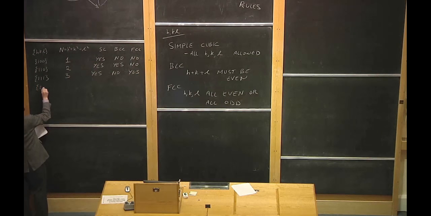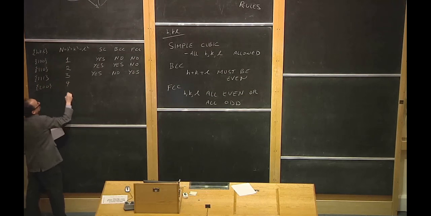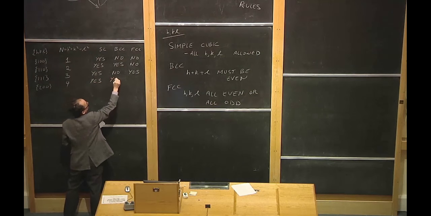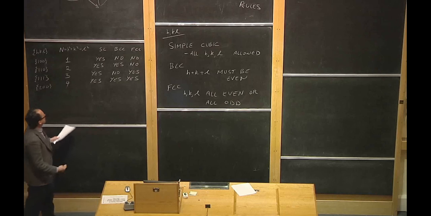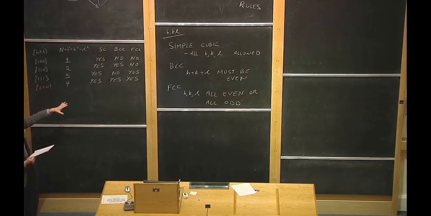Then 2, 0, 0. Keep going. So 2 squared plus 0 squared plus 0 squared is 4. It's allowed for simple cubic. The sum is even, so it's allowed here. And they're all even, so it's allowed here. And you can make up a big table of these things. It's worth doing to keep track of which Miller indices you should observe for which possible lattice type.